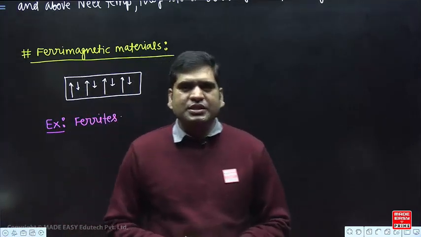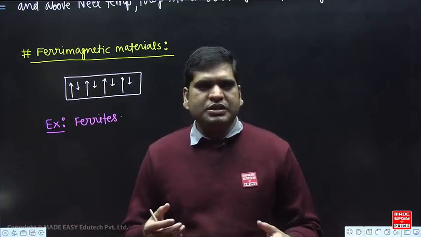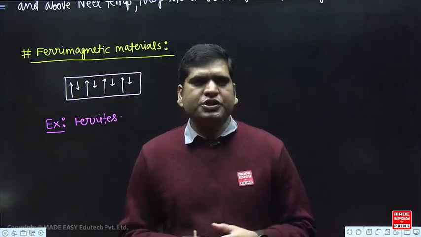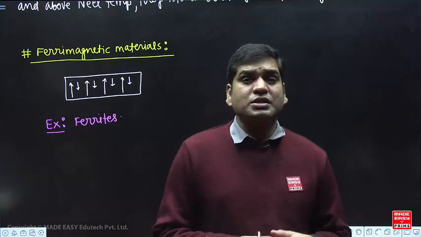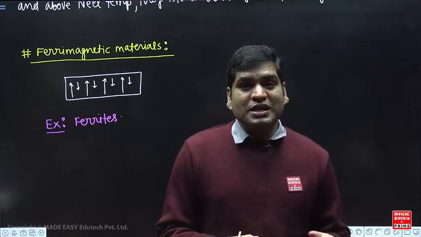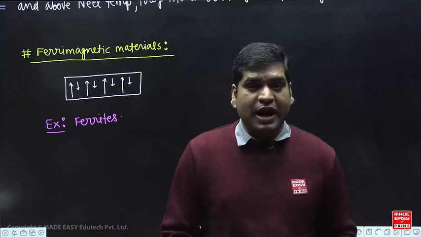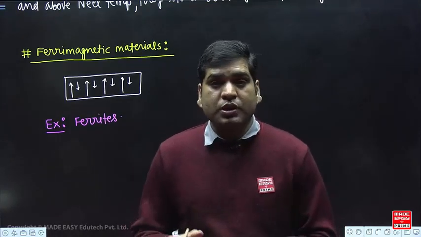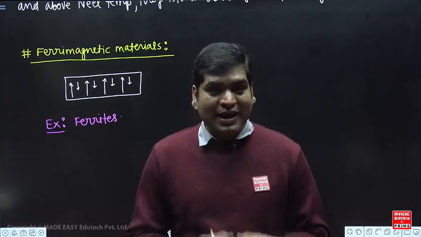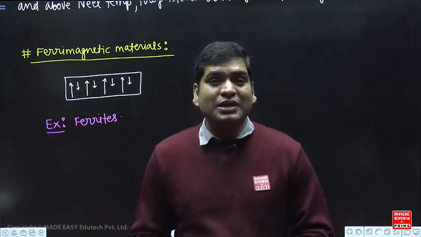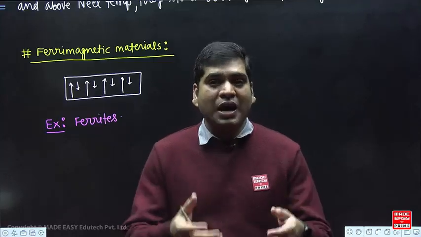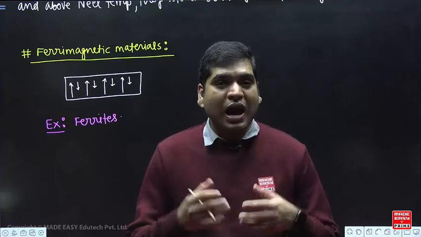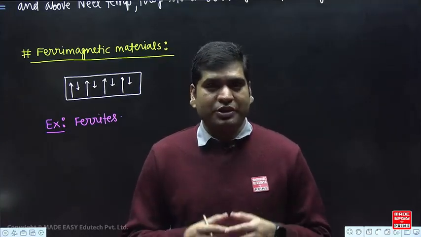So oxides means insulators, ionic materials. Ionic materials are insulators, so their resistivity is very high. And if resistivity is very high, eddy current losses would be negligible. So these materials, in fact ferrites, are having negligible eddy current loss as compared to the ferromagnetic materials. And hence they can be used to design core of the transformer in high frequency applications to reduce the eddy current loss because of their higher resistivity as compared to the ferromagnetic material.